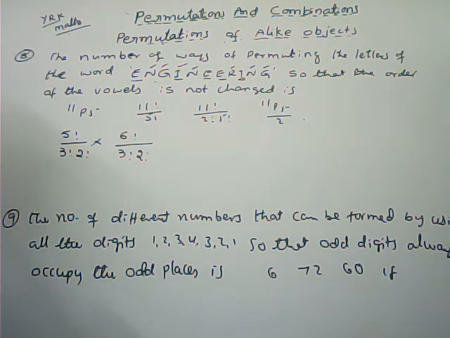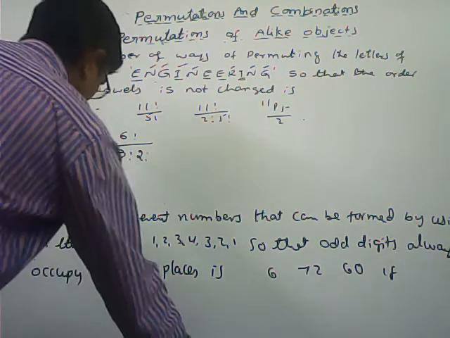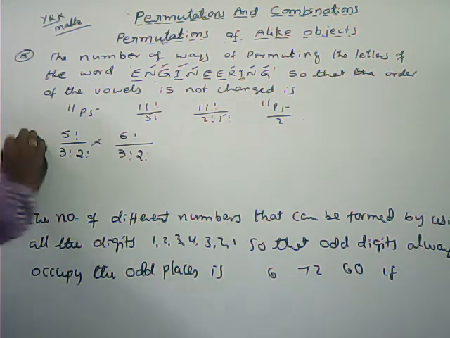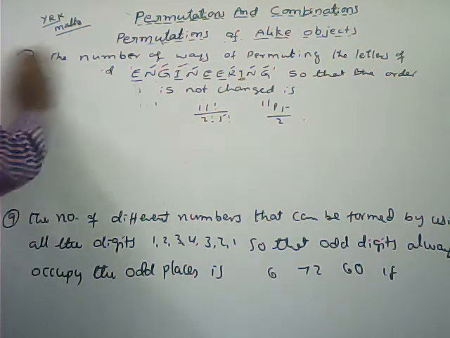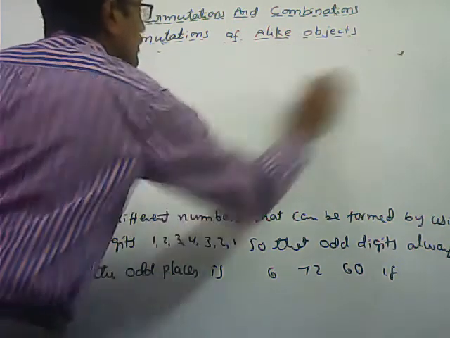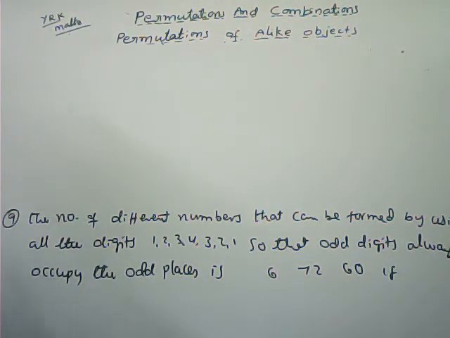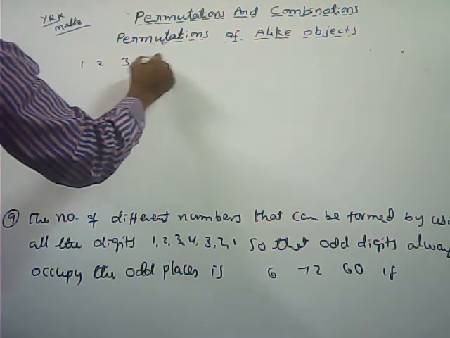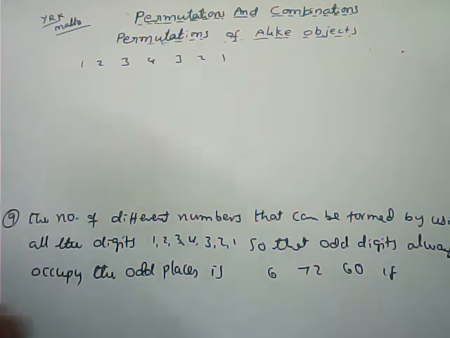If any p things are alike, immediately we can divide with p factorial. Next, this is also the same like that only. The number of different numbers that can be formed by using all the digits 1, 2, 3, 4, 3, 2, 1.